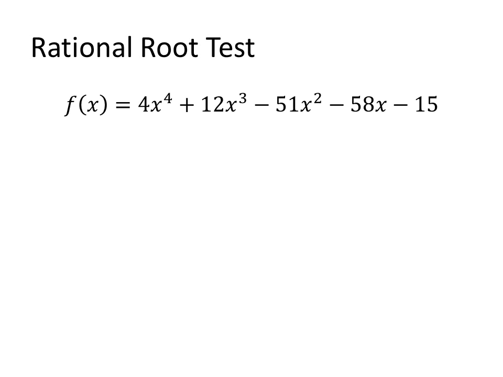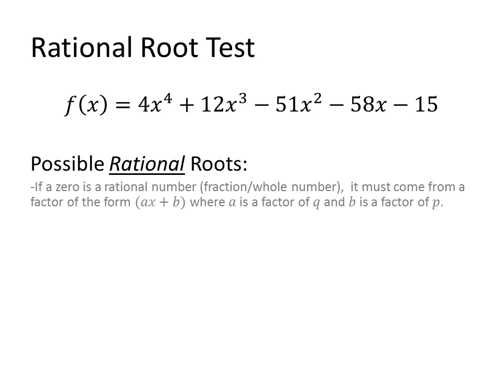So now we come to what we call the rational root test. This will give us the ability to find all the possible rational factors of a polynomial in expanded form. If a 0 is a rational number, that is a fraction or a whole number, it must come from a factor of the form ax plus b, where a is a factor of q, the leading coefficient, and b is a factor of p, the constant term.